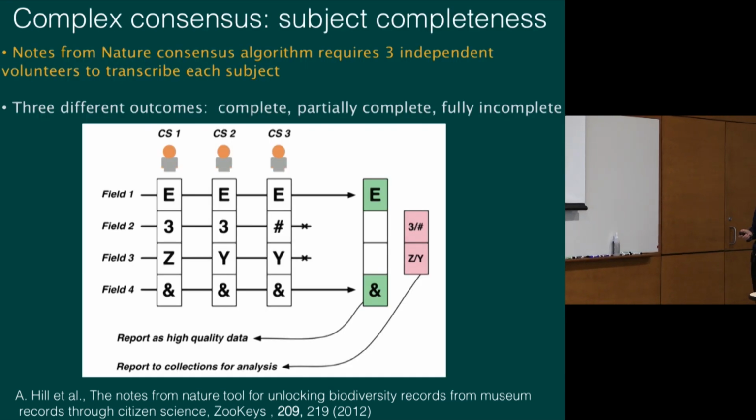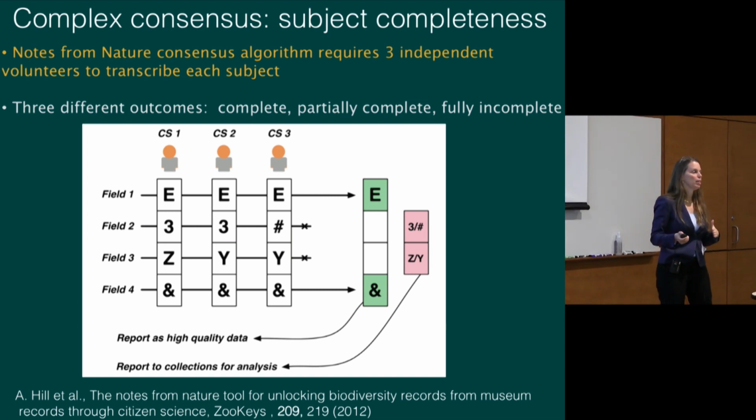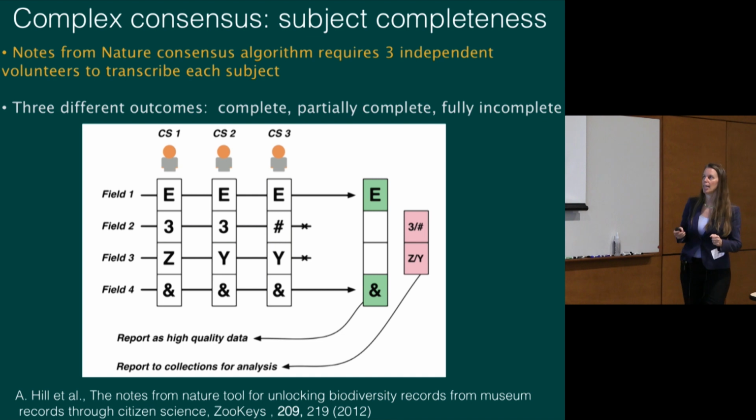The consensus algorithm for transcriptions is somewhat different than for image data. We have issues of completeness for transcription records. Here you have three potential outcomes. You can have completely complete, you can have partially complete, or you can have fully incomplete. Then layering on top of that, you also have accuracy.